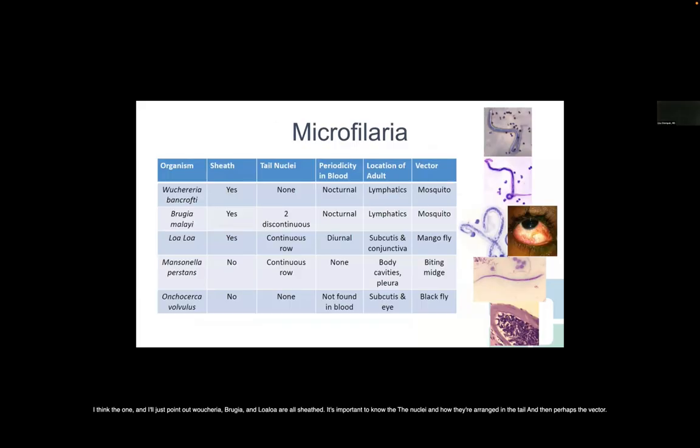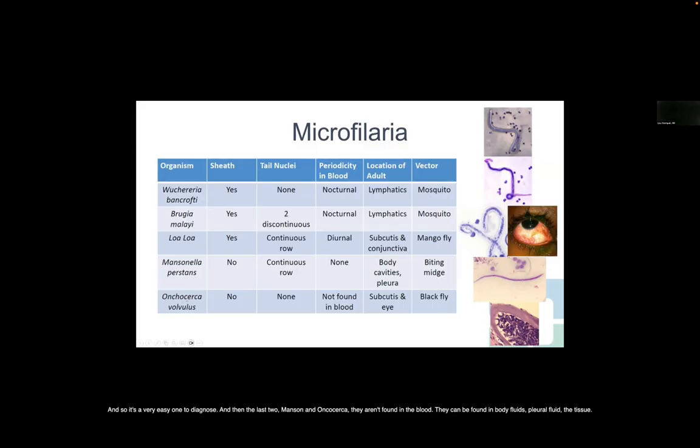I'll just point out that Wuchereria, Brugia, and Loa are all sheathed. It's important to know the nuclei and how they're arranged in the tail, and then perhaps the vector. I want to point out Brugia malayi in particular has this characteristic pink sheath when stained with Giemsa, and so it's a very easy one to diagnose.